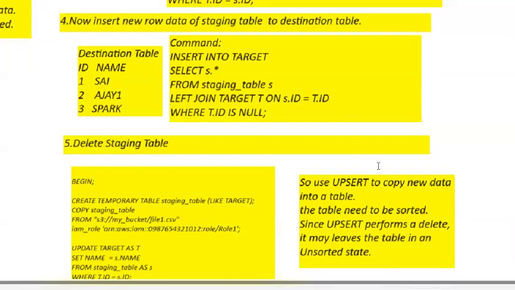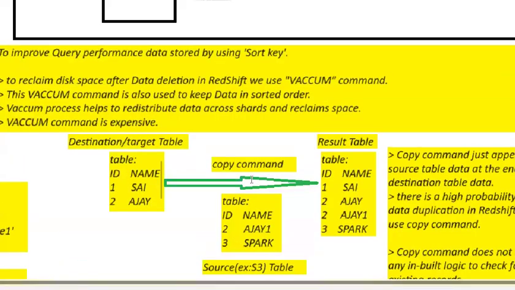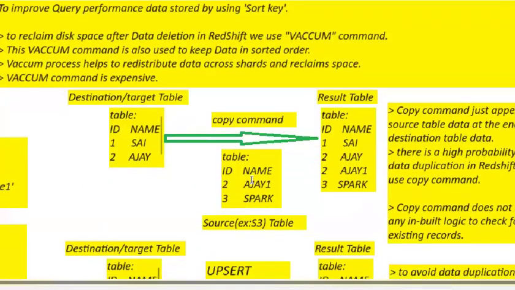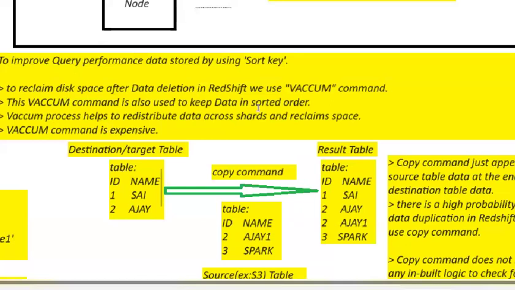So we use upsert to copy new data into a table. The table needs to be sorted, since upsert performs a delete and leaves the table in an unsorted order. When a record is deleted from a Redshift table, it is only marked for deletion. It is not automatically removed. So this is all about when to use the upsert, and about the vacuum command and sort key.